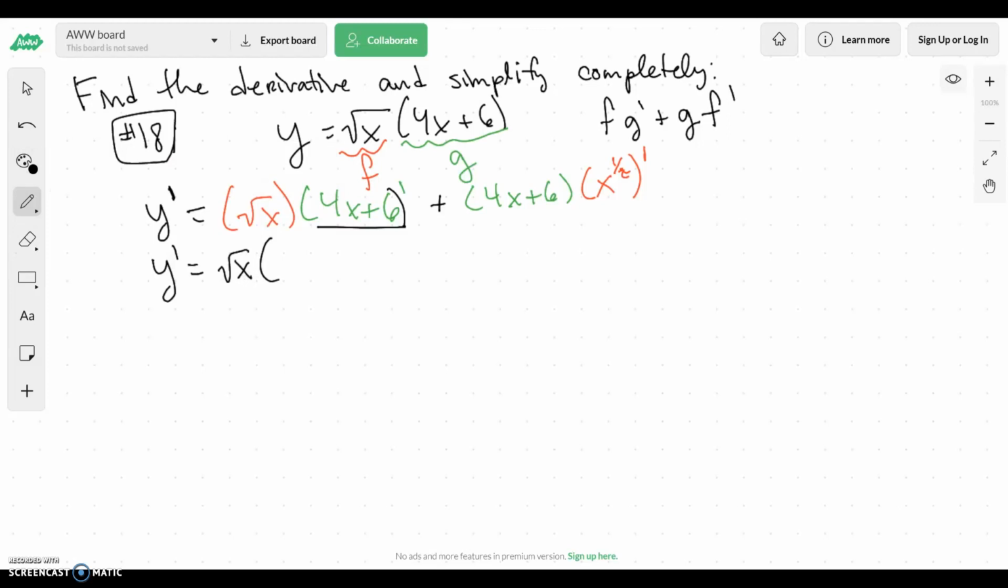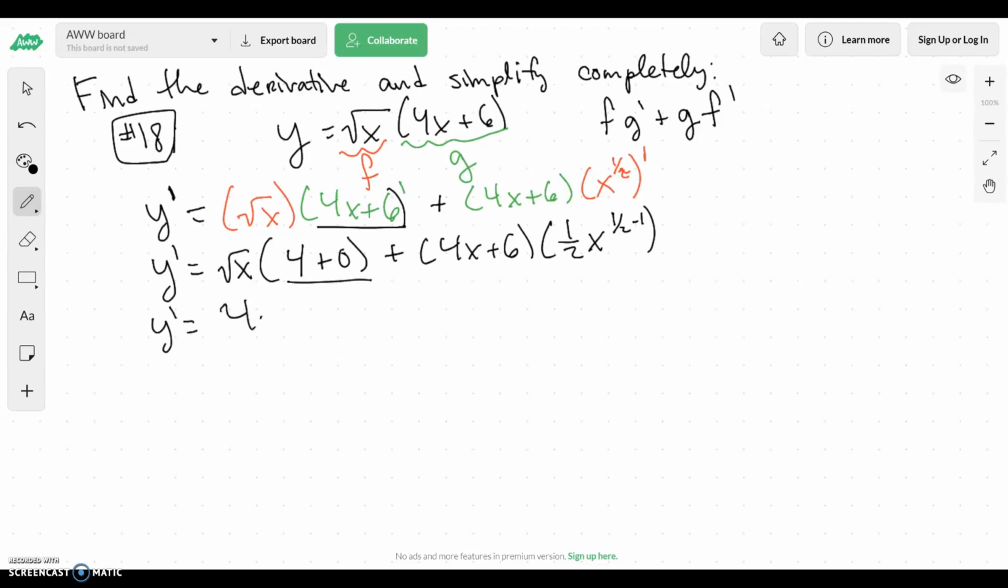The derivative of 4x is just going to be 4, and then the derivative of 6 is just going to be 0. Okay, so this is going to be plus 4x plus 6, and then the derivative of x to the 1/2 is going to be 1/2 x to the, and then I'm going to subtract the 1/2 minus 1. Now y prime equals 4 plus 0 is going to be 4 square root of x plus 4x plus 6, and 1/2 minus 1 is going to give me negative 1/2, so I'm going to have 1/2 x to the negative 1/2.